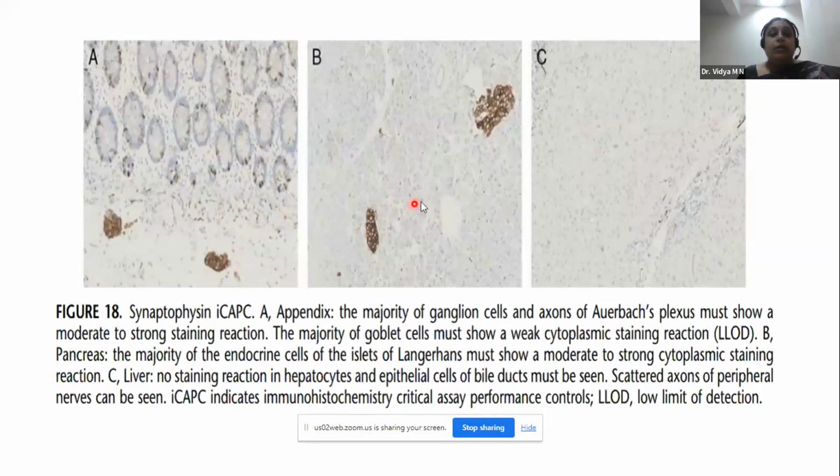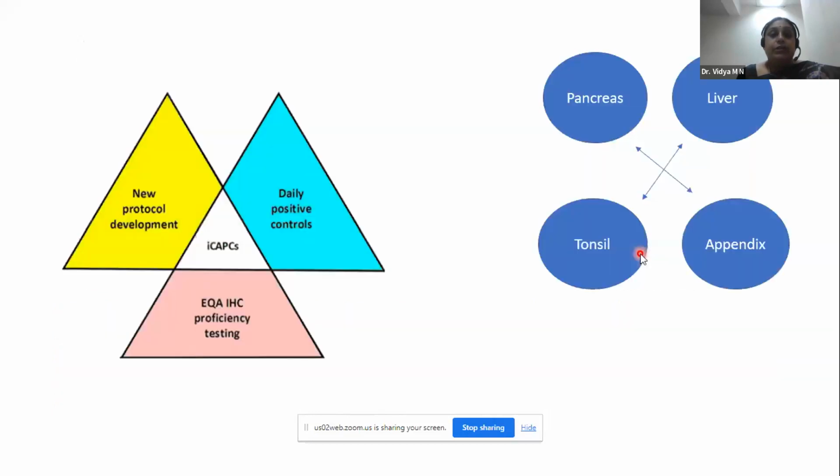And also here you can see that in the pancreas, the islet cells take up strong synaptophysin staining. Whereas in the liver, there should be no staining, but only some nerve bundles, in case they are seen, can take up the staining. I have seen many people using very strong chromogranin and synaptophysin controls. This again is going to miss out your low expression test tissues.